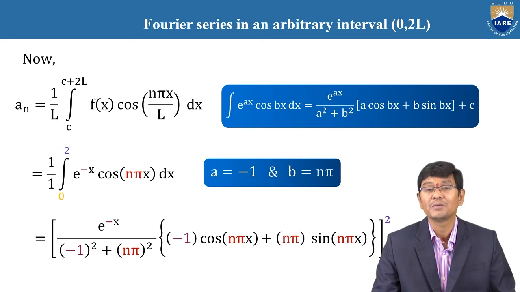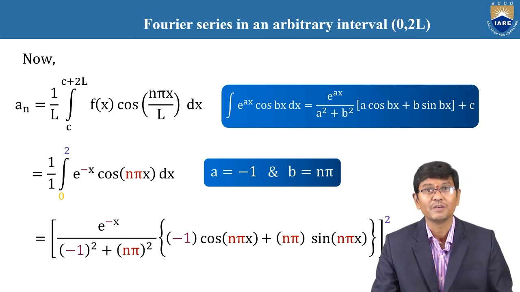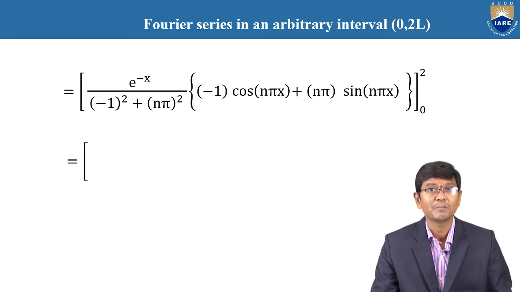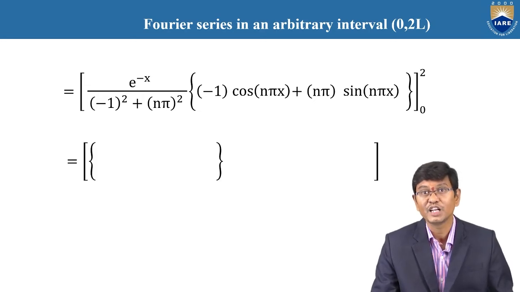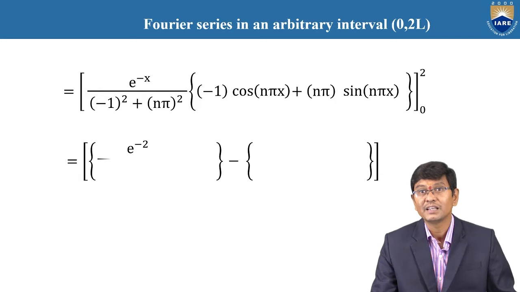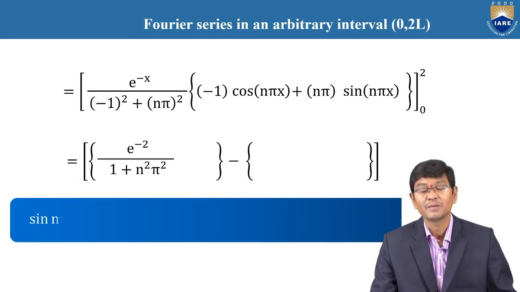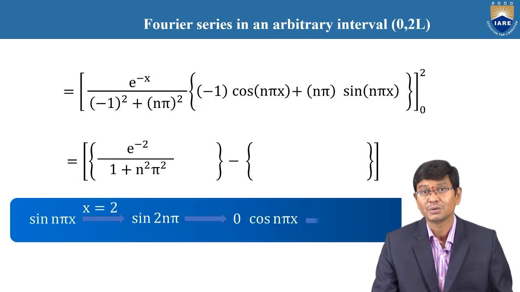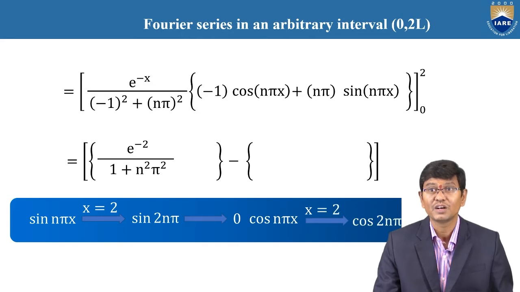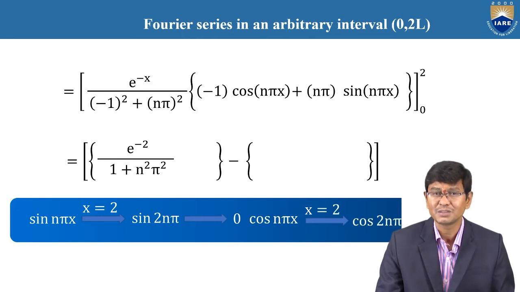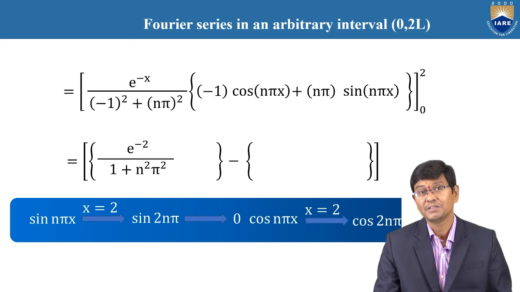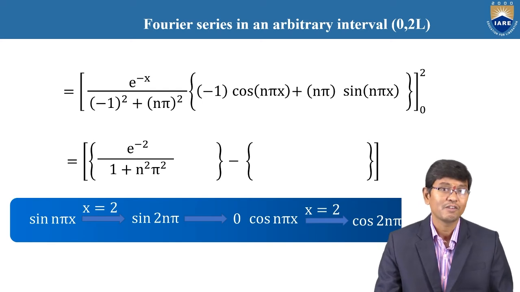Now we need to replace the upper limit equal to 2 and the lower limit equal to 0. Using the upper limit, it is clear that at x equal to 2, sin 2nπ is equal to 0, and similarly cos nπx at x equal to 2, for all values of n, cos 2nπ is equal to 1.